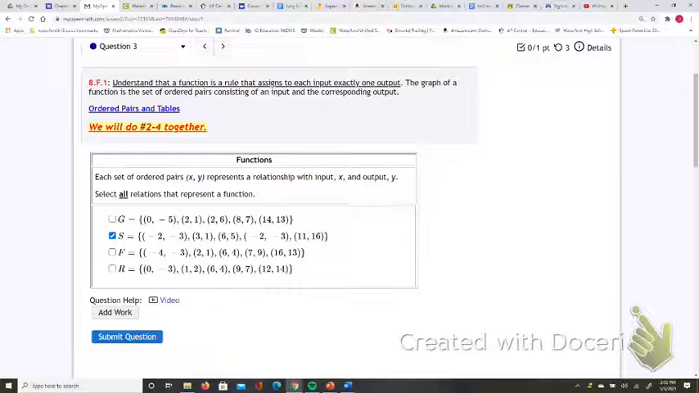Okay, now look at F. -4, -3, 2, 1, 6, 4, 7, 9, and 16, 13. Okay, all the x's are only listed one time. We're good. It's a function. Okay, now the last one, R: 0, -3, 1, 2, 6, 4, 9, 7, 12, 14. See how all the x's are different. All the inputs are different: 0, 1, 6, 9, and 12. Yes, that's a function. Submit.